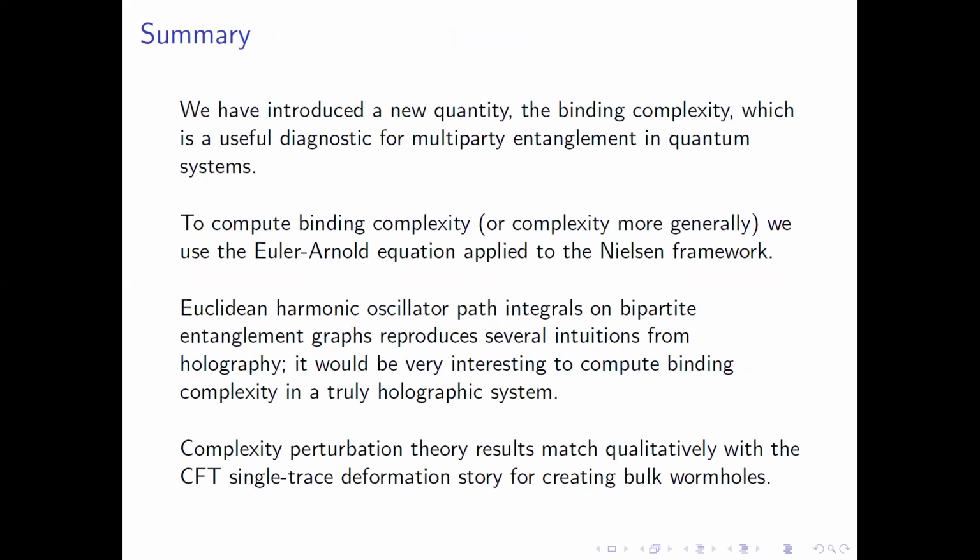So in summary, we've introduced a new quantity called the binding complexity, which is a useful diagnostic for multi-party entanglement in quantum systems. Hopefully we've convinced you of that. And to compute binding complexity, or more generally complexity, we use the Euler-Arnold equation applied to the Nielsen framework. And then we studied the bulk expectations and computed the binding complexity and entropy of some states using Euclidean harmonic oscillator path integrals. And we found this very special class of graphs we called bipartite entanglement graphs, which reproduce several intuitions from holography, including the asymptotic scaling of the interior volume of the wormhole, as well as the Ryu-Takayanagi equation.